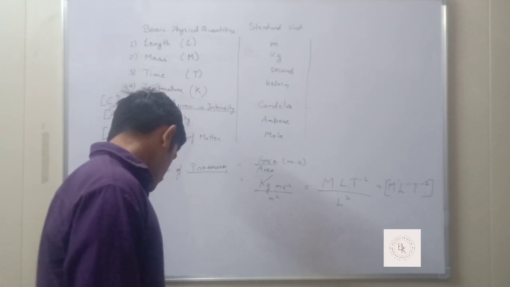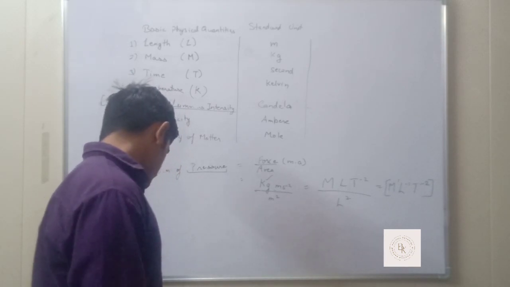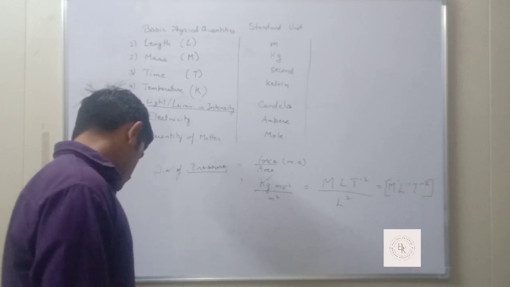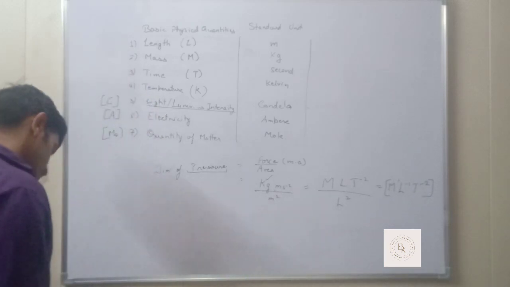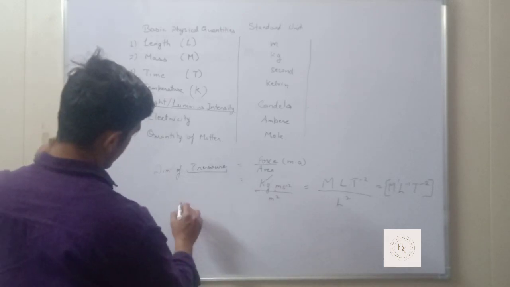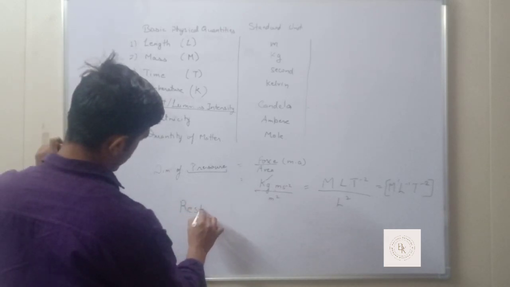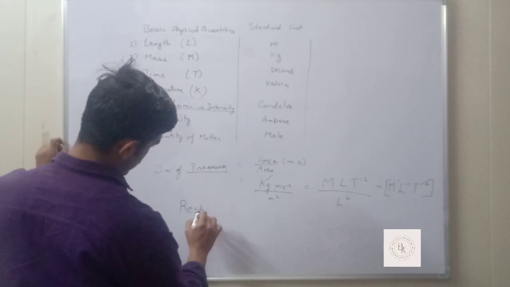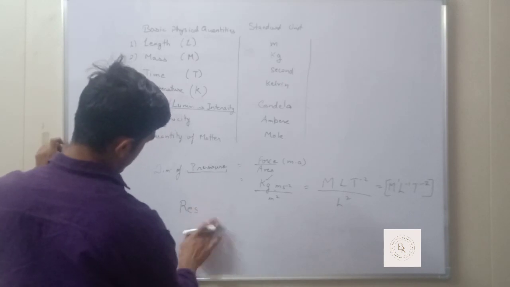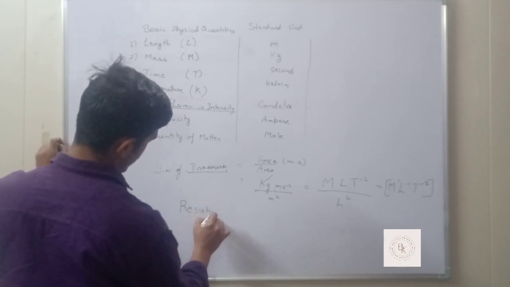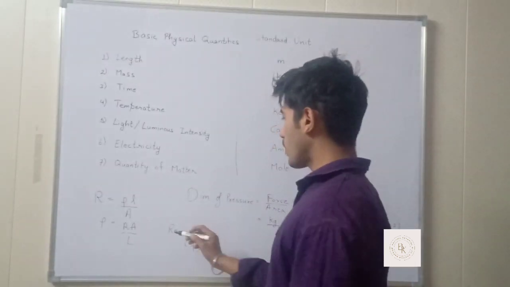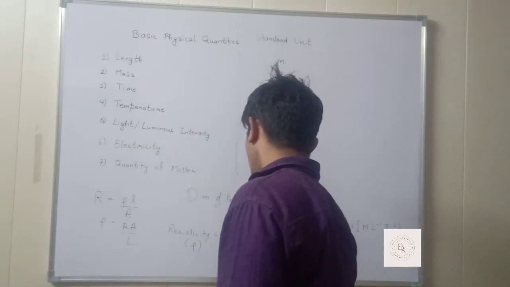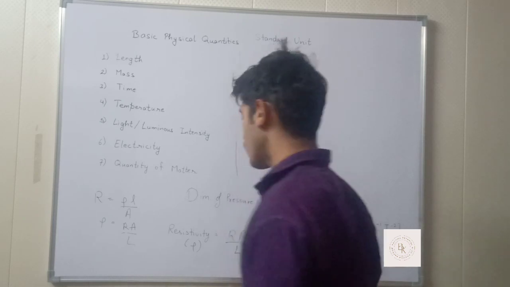Now let's take another example. Okay, so we shall use resistivity. So we should know the formula of resistance first. That is R A by L, which is the formula of resistivity.